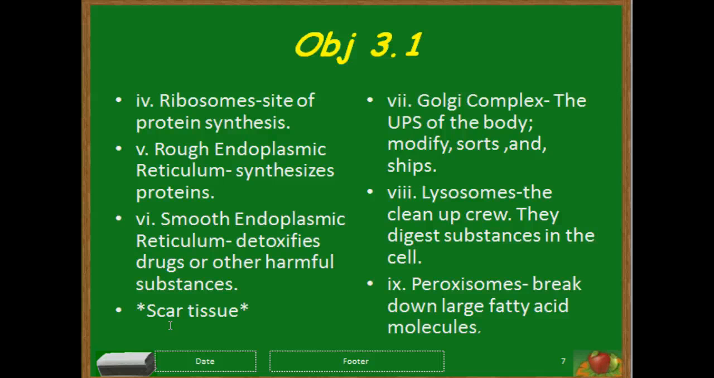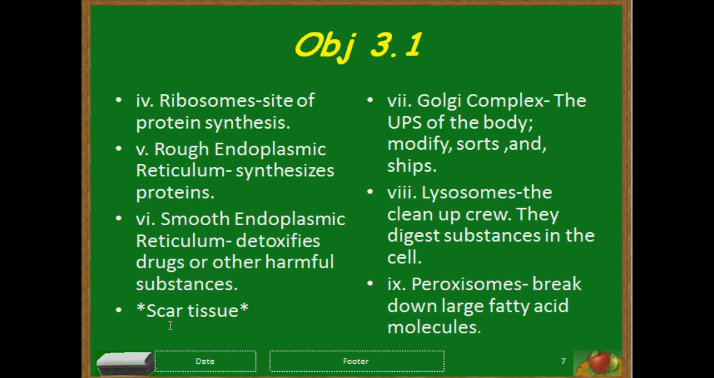The Golgi complex, or you may see it as the Golgi apparatus, is the UPS of the body. The reason I call it this is because it can modify proteins, it sorts them, and it ships them. The Golgi complex is very, very important in making sure that everything gets the way it's supposed to go. It has to show direction to where these proteins can function.